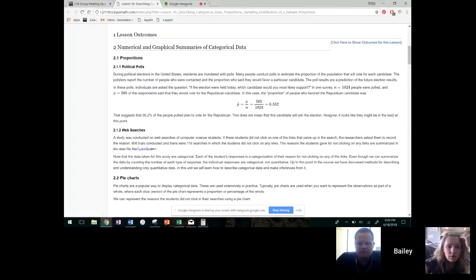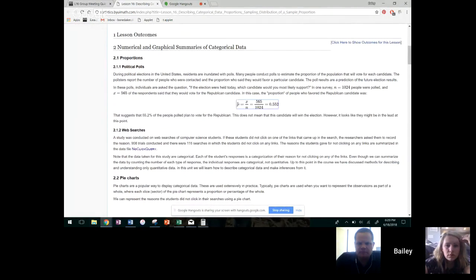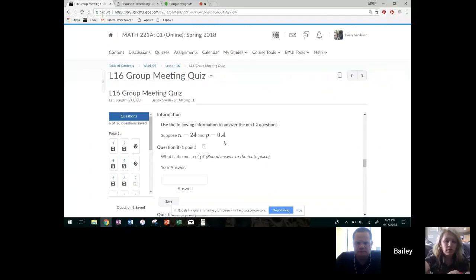I don't know the answer. It's kind of confusing. I just don't understand totally how to find P hat, because it gives us P, which is 0.4, and the sample size, but we don't have X. So, is P the answer?